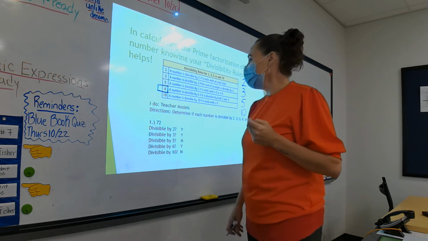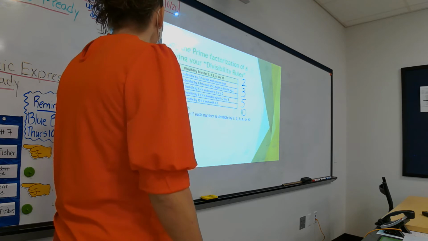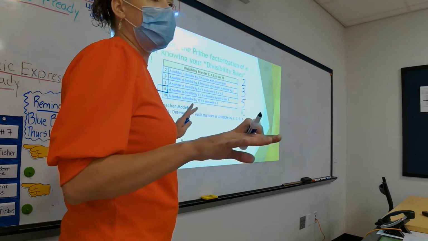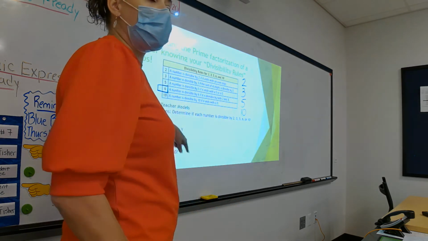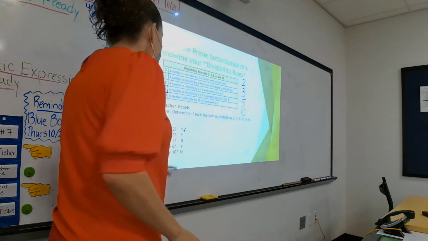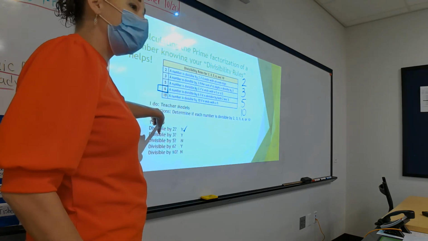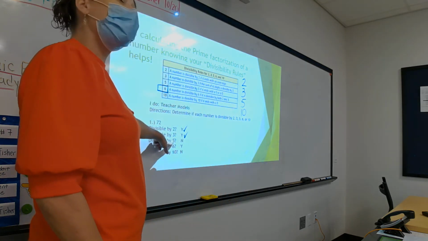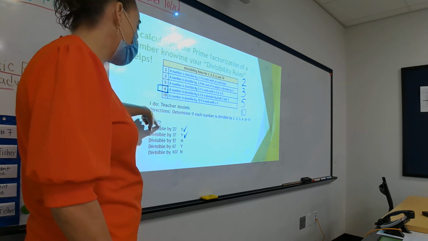Okay? So up here, I ask you 72. Is it divisible by 2? Real quick, without even knowing my multiplication tables, I can say yes or no. So 72 is an even number. Is it divisible by 2? Absolutely. It's an even number, so check. Is it divisible by 3? Well, 7 plus 2 is 9. 9 is divisible by 3, so check. Is it divisible by 5? No. It doesn't end in a 5 or 0, so it cannot be divisible by 5.